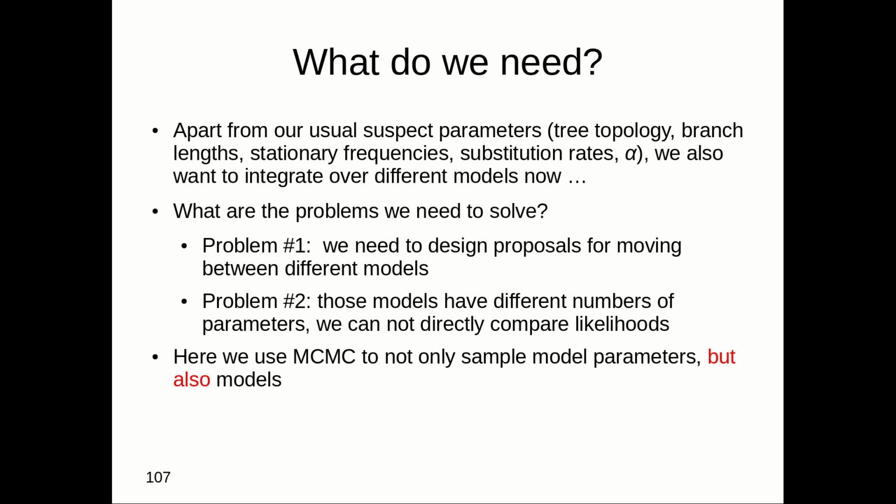And problem number 2 is that those models actually have different numbers of free parameters, right? Jukes-Cantor doesn't have any free parameter, and the GTR model has 5 free parameters because we need to optimize 5 rates or integrate over 5 rates. But the fact that those models have different numbers of free parameters means that we cannot directly compare likelihoods. So what we do here is that we use MCMC to not only sample model parameters, but also the models themselves.